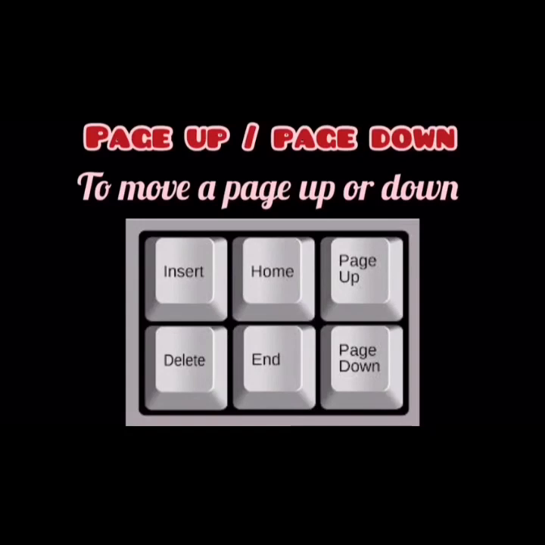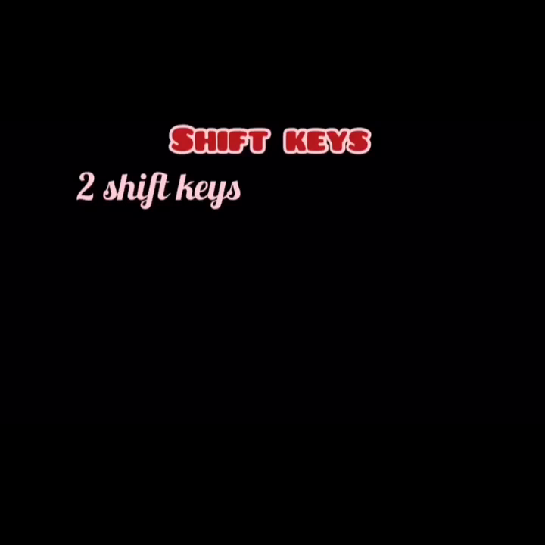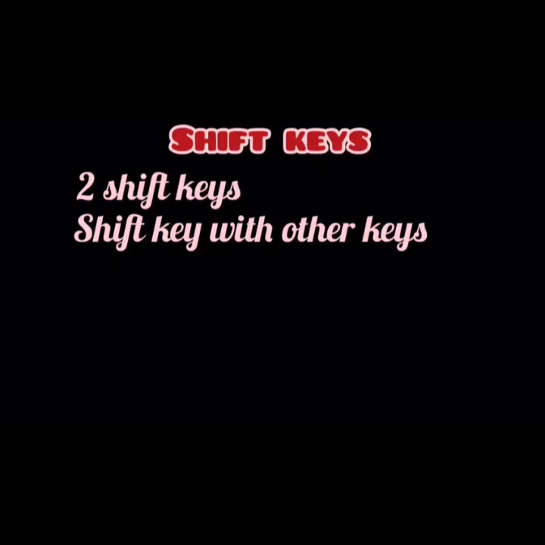Next is page up and page down key. If I am typing in a document, in a complete page, and I want to move the page up and down, for moving the page up and down we will use page up and page down key. This is how the page up and page down key will look like. We can move the page up and down. The next key we are going to discuss is shift key. There are two shift keys on the keyboard. How many shift keys? Two. And we cannot use the shift key alone. We have to use the shift key along with some other keys.